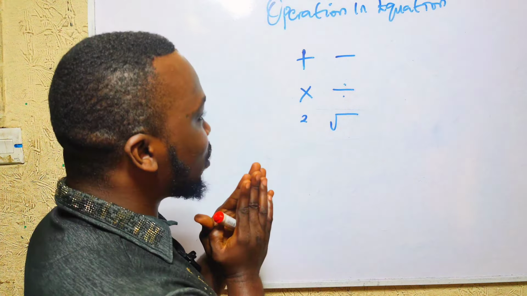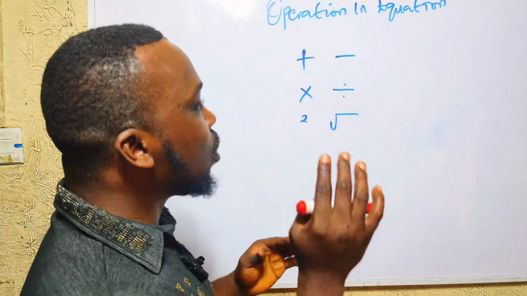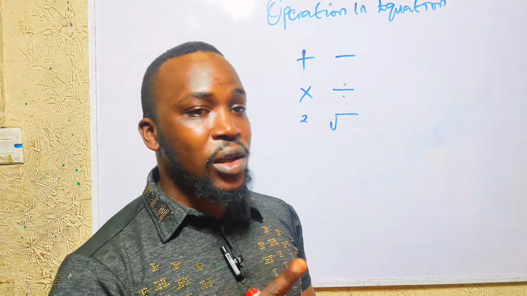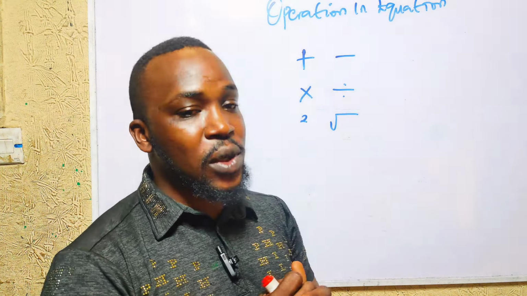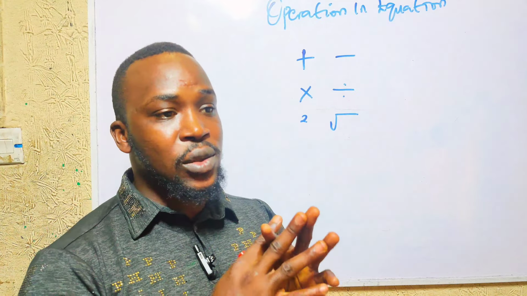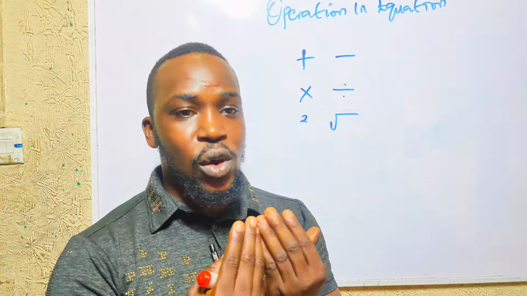Whenever you see an addition in an equation, when it crosses the sign of equality, it changes to subtraction. And when you see subtraction in an equation, when it crosses the sign of equality, it changes to addition. The same thing when you see multiplication, when it crosses the sign of equality, it changes to division. When you see division, when it crosses the sign of equality, it changes to multiplication.